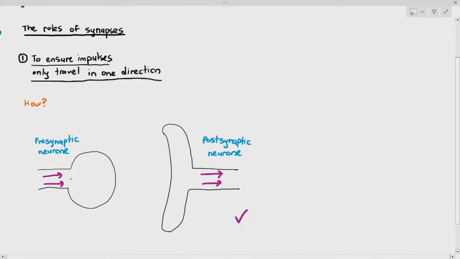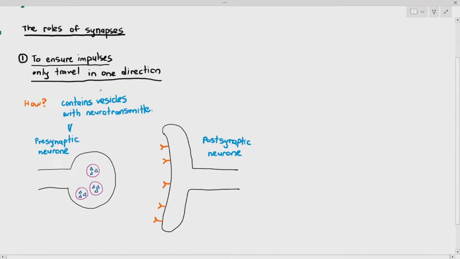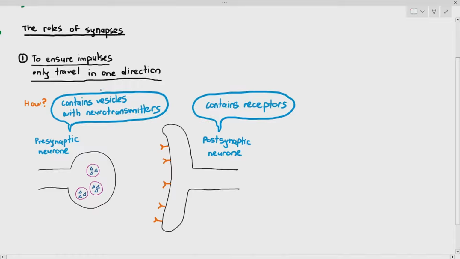But the impulse will never travel in the opposite direction. It will never start from the postsynaptic neuron and then move towards the presynaptic neuron. This will never happen. How does our body ensure that this will never happen? Well, the first thing is the vesicles with the neurotransmitters are always on the presynaptic neuron side, and the receptors are always on the postsynaptic neuron side. So this ensures that when exocytosis happens, the neurotransmitters have no choice but to move from the presynaptic side to the postsynaptic side by diffusing from an area of higher to lower concentration.